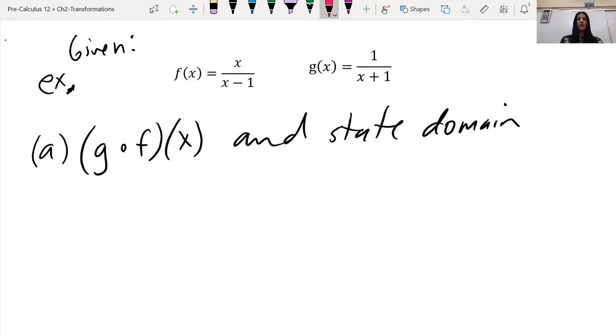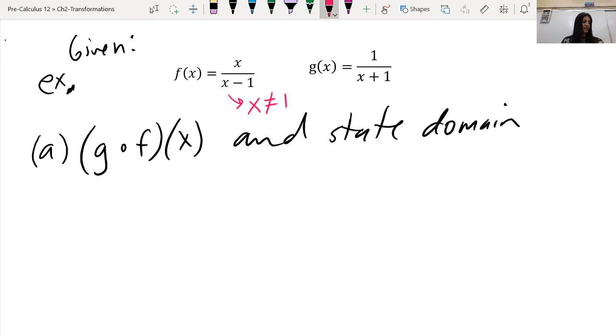So we want to, just like with the last one, take a look at the restrictions here. So we know that in this case with rational equations, we can't have a 0 in the denominator. So I would say here, x is not allowed to be equal to 1. There's my restriction on the first one.